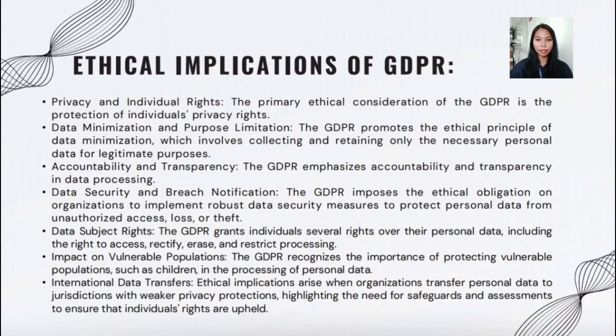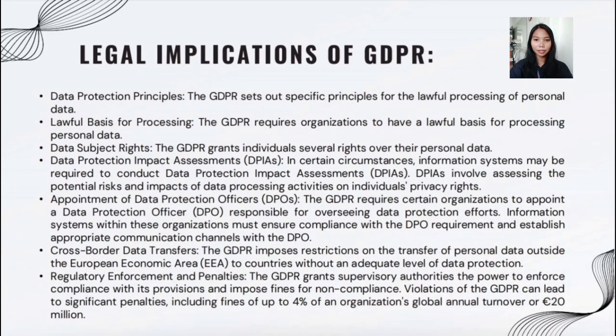In summary, the General Data Protection Regulation brings ethical implications for information systems, including privacy and consent, data minimization, transparency and accountability, data security and breach notification, data subject rights, impact on vulnerable populations, and international data transfers. Adhering to the ethical principles embedded in the GDPR fosters responsible data practices, protects individuals' privacy rights, and promotes trust between organizations and individuals. The legal implications of the General Data Protection Regulation.